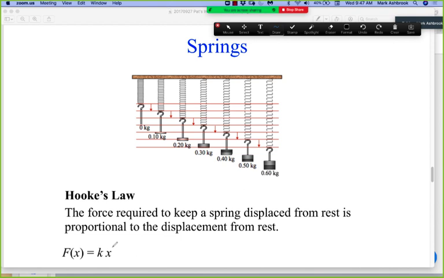This x value is really important: it's not the full length of the spring. This is not x. X is the additional displacement from rest. So instead, this is your x. Not the full length of the spring, but just how much further you stretch or displace it from its normal at-rest length.